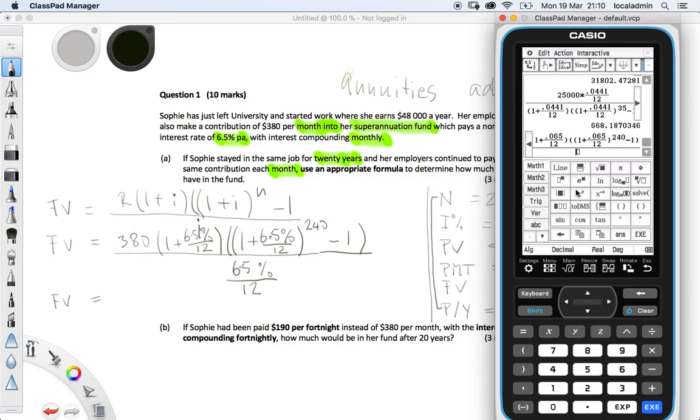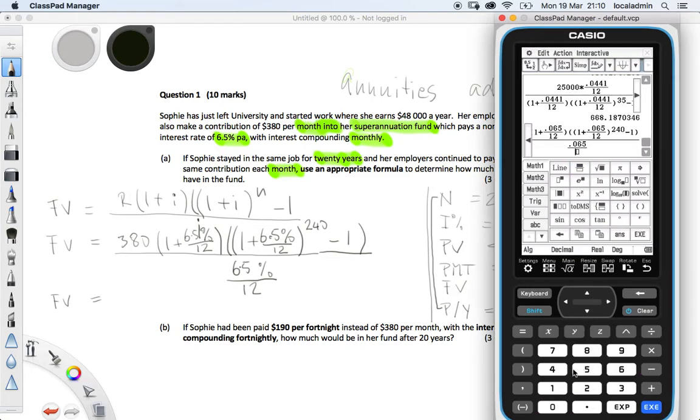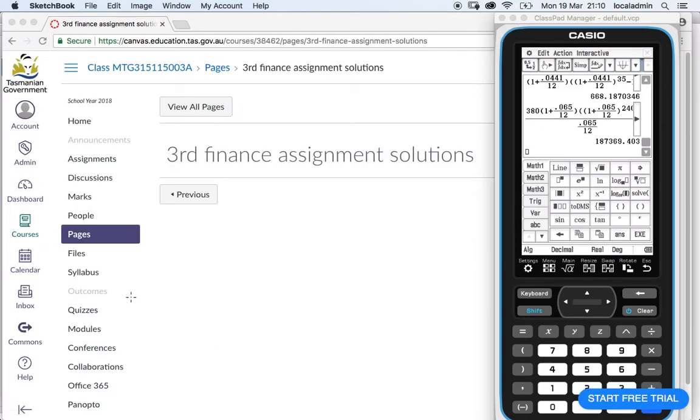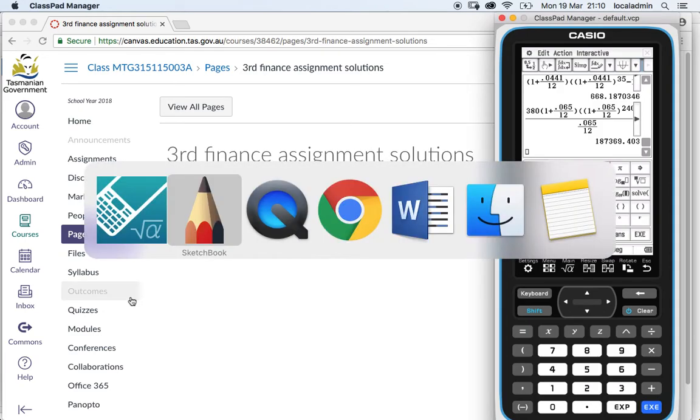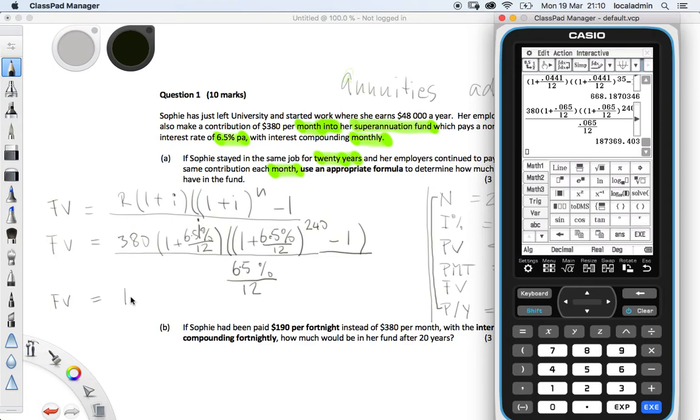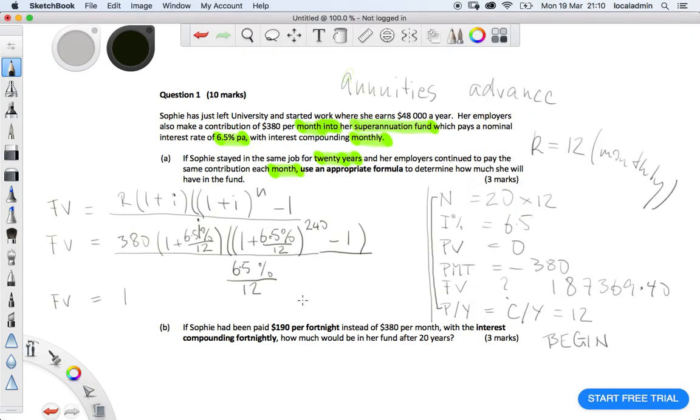And at the bottom we do the same thing again. 0.065 over 12. Execute. Here we go again. So 187,369.40. 187,369 and 40 cents. Okay, and that's our final answer, and it happens to be the same as it is for the graphics calculator. In an exam situation I wouldn't do that, but here we can, and that is it.